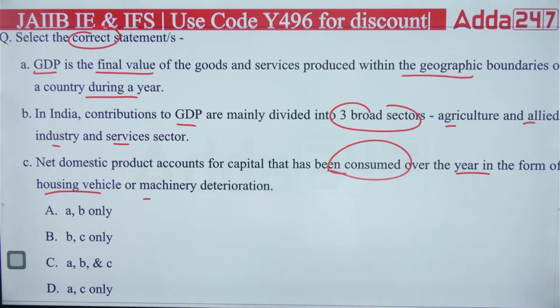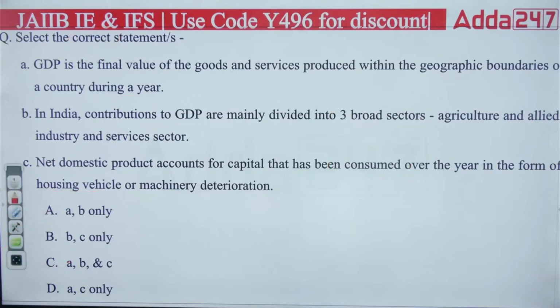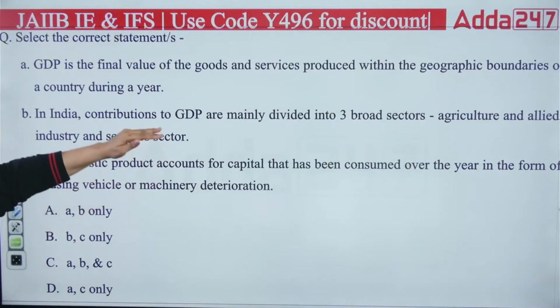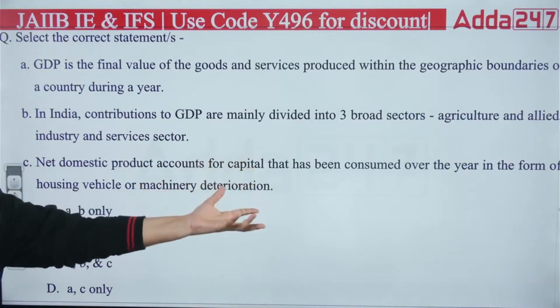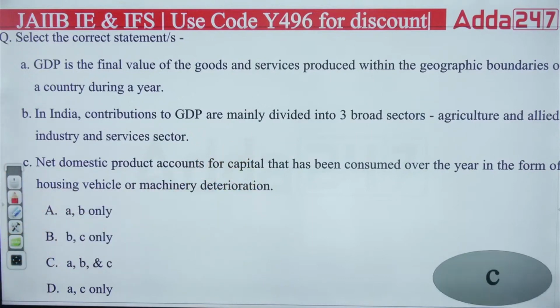And actually the right answer will be all are correct. A, B, C, all the statements about the GDP and NDP are correct. So, NDP calculates the depreciated value. It has been written like the capital that has been consumed over the year, that is depreciation we are talking about. So, the right answer is C, all the statements are correct here.